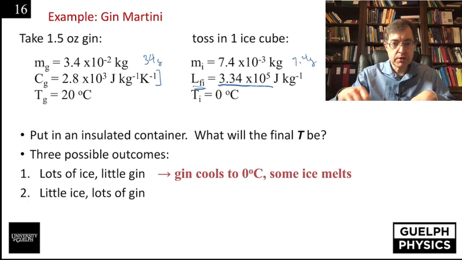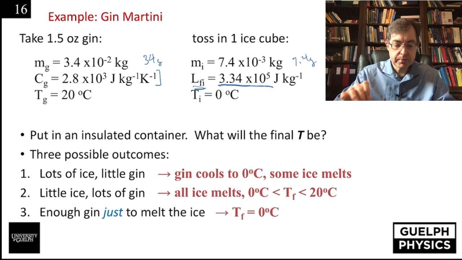Or if you have a very small amount of ice but lots of gin, then the gin will lose the energy, melt all of the ice, and the final temperature will be somewhere, you'll get gin and liquid ice, and a final temperature of somewhere between 0 and 20 degrees Celsius. And then if you want to make the perfect gin martini, you use just enough gin to melt the ice, the gin goes down to 0 degrees Celsius, the ice is at 0 degrees Celsius, and you reach thermal equilibrium. And that's a really cool gin martini.